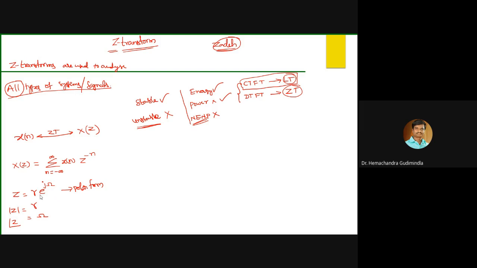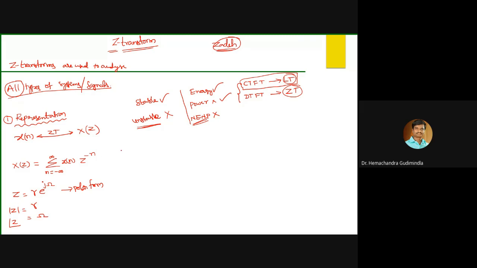First, in the introduction to the Z transform, we need to understand how to represent it. The Z transform of x of n is X of z, equal to the summation from n equal to minus infinity to infinity of x of n z power minus n. Z is nothing but r e power j omega, where r is the magnitude and omega is the phase angle. Is it clear to all of you?